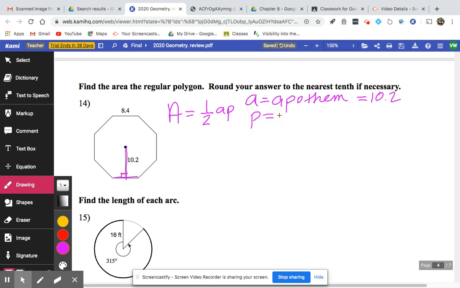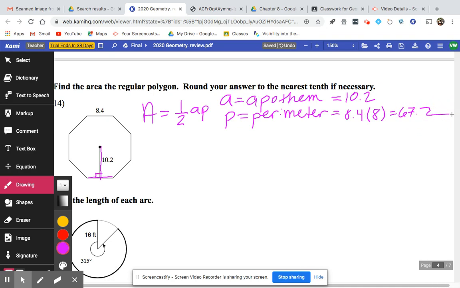And P represents the perimeter. In this case, the side is 8.4. We have an octagon, so that's times 8. So 8.4 times 8 is 67.2. I did it again. You guys can tell that's a 2, hopefully.